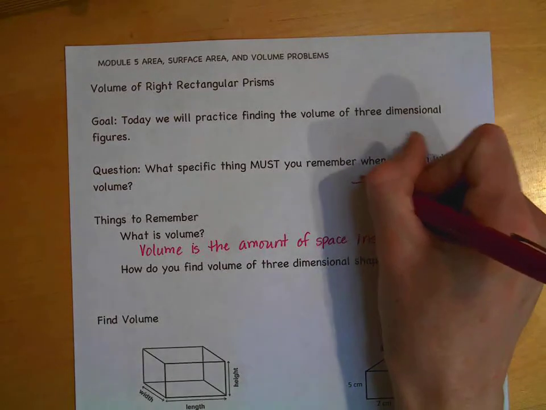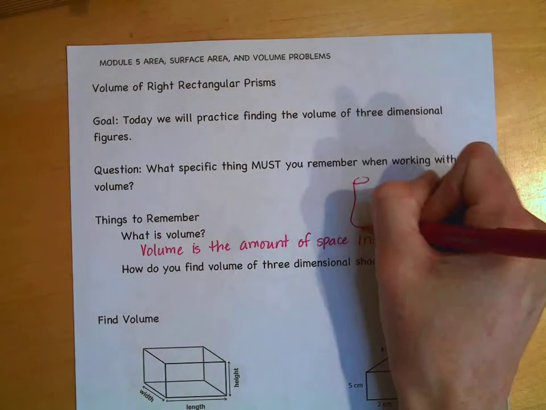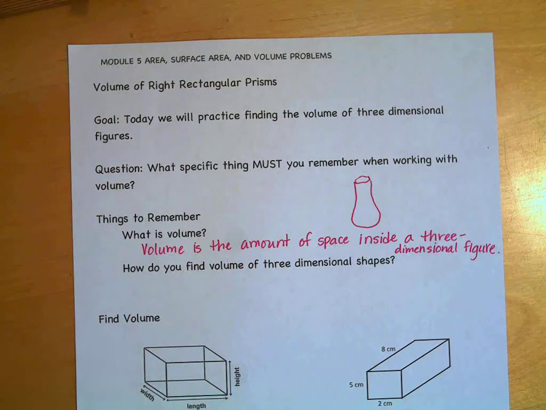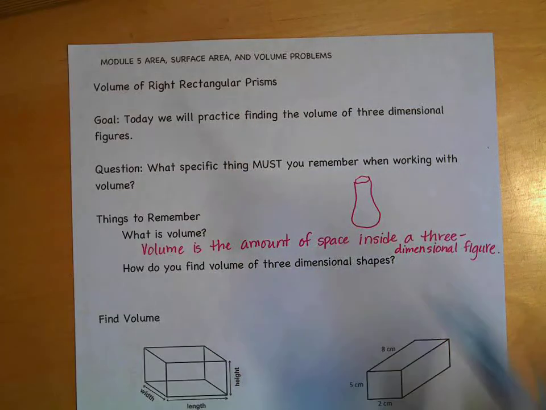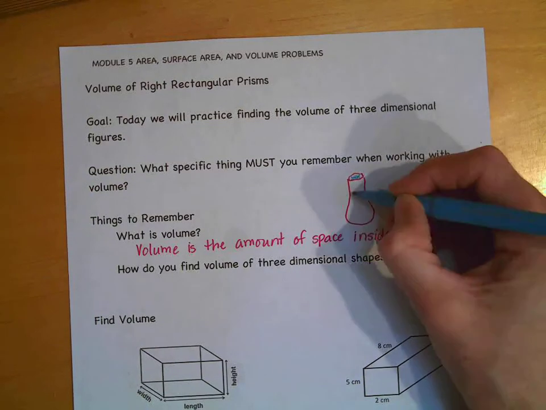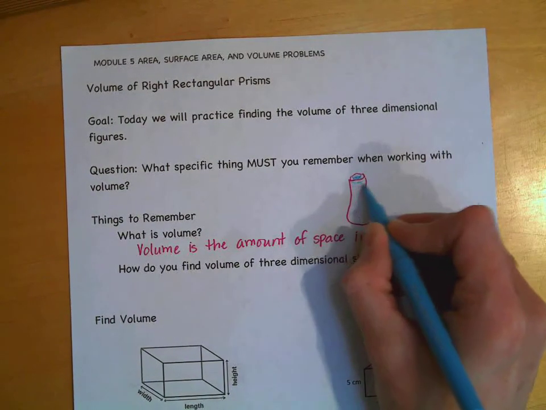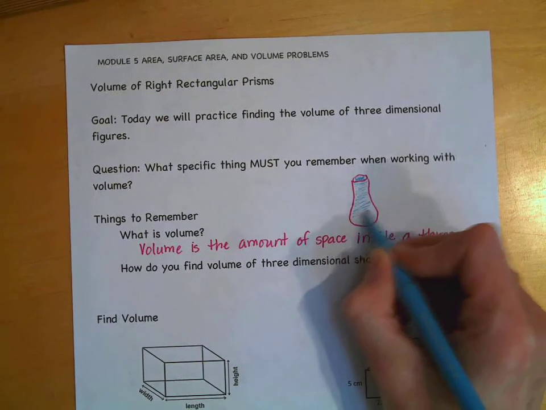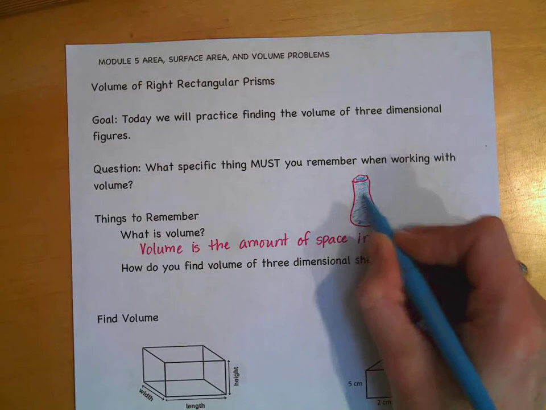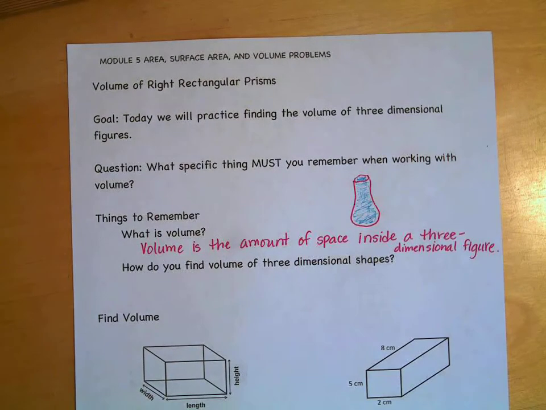So, for example, if I have a vase right here to put my flowers in, I would say that the volume is all of the space that is inside the vase. If this was a see-through vase, it would be all of the space inside. So if we're filling it up with water, all of this blue in here represents the volume. So the volume is the amount of space that's inside a 3D figure.